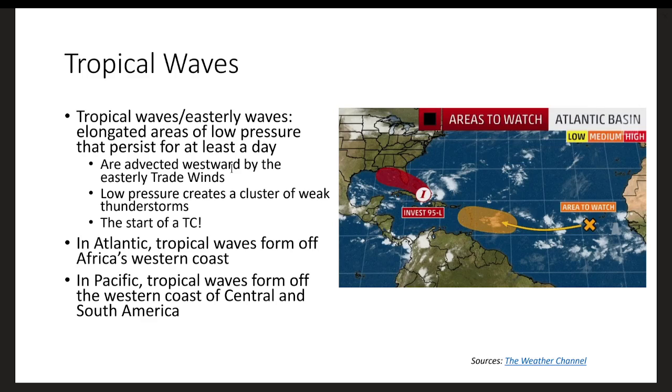And as it moves west, the storm can start to intensify, especially if it gets up in the Gulf, because the Gulf of Mexico is really warm. It just feeds off of that. So, in the Atlantic, the tropical waves form off of Africa's western coast, and in the Pacific, the tropical waves form off the western coast of Central and South America. So, it's a similar process.